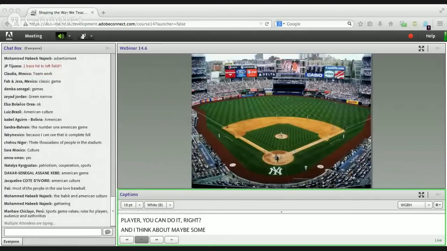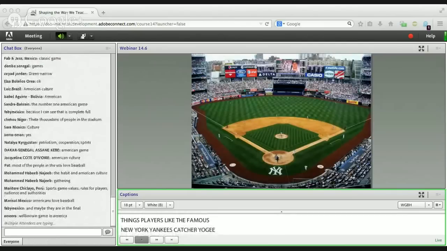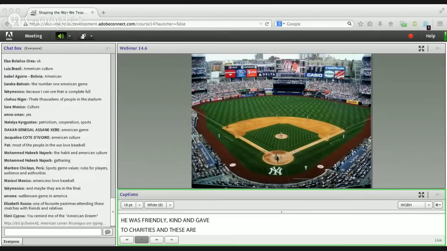Yogi Berra. Right, and I think about Yogi Berra because he symbolizes a lot about American culture that we really value. I think that, you know, he was not very highly educated. He was not really very athletic, but he was a really great baseball player. And also, he was a nice person. He was friendly. He was kind. He gave to charities. And these are values that Americans really hold. Excellent. Well done.